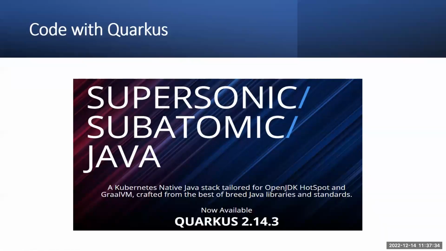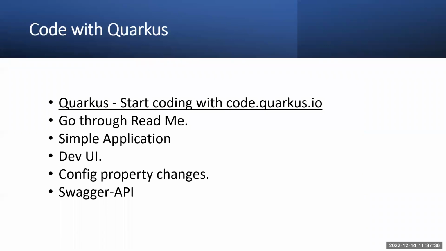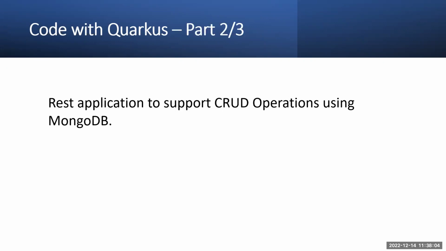And we coded a sample application where we saw how code.quarkus.io acts as an initializer for a Quarkus application. We saw how to build, compile, and create packages. We built a simple application. We saw the dev UI and how to change the configuration properties. We also integrated Swagger UI with our application. So that was part of day 1.